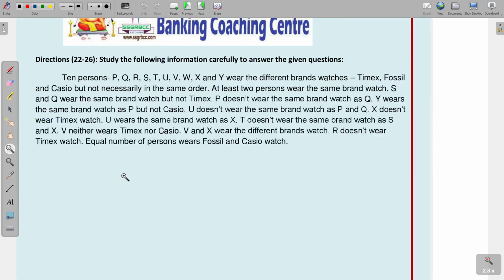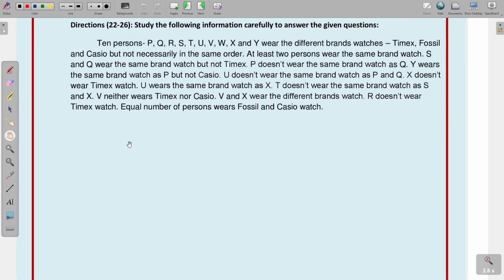Next, one more puzzle we have. See the puzzle. 10 persons P, Q, R, S, T, U, V, W, X and Y wear different brands of watches, Timex, Fossil and Casio, but not necessarily in the same order. So here we have 3 brands: Timex, Fossil and next Casio. Totally 10 persons are there. At least 2 persons wear the same brand watch.